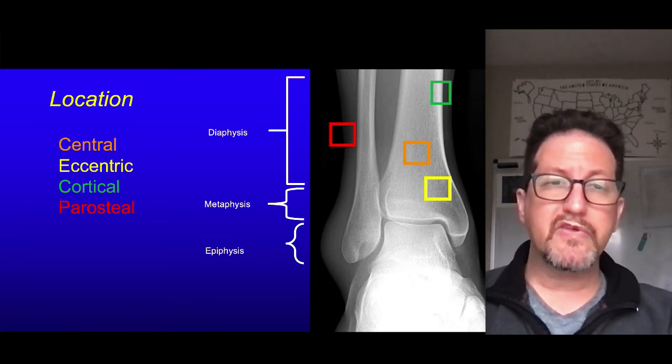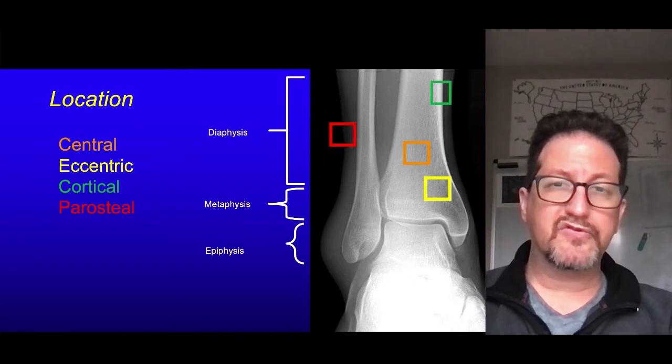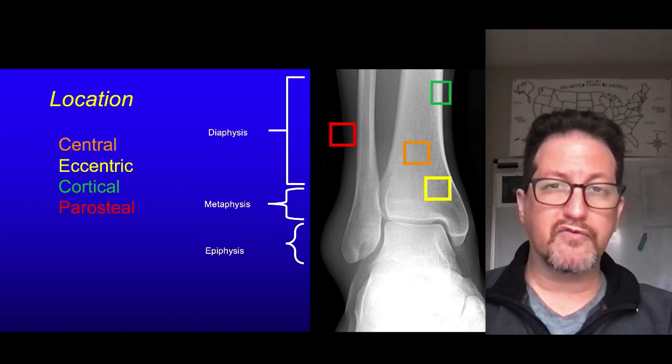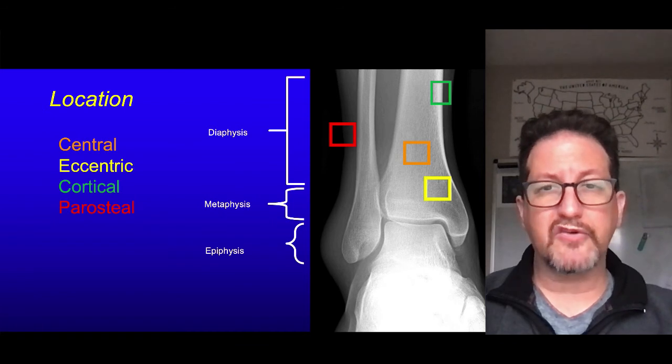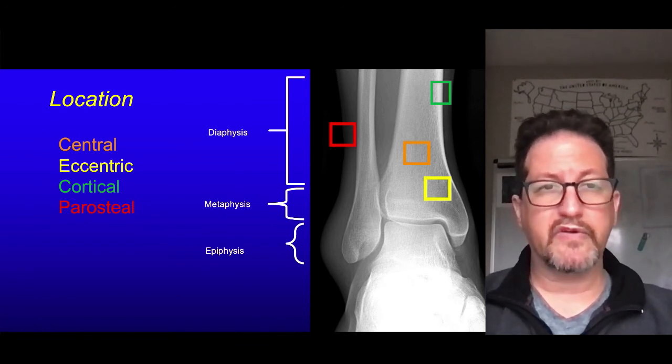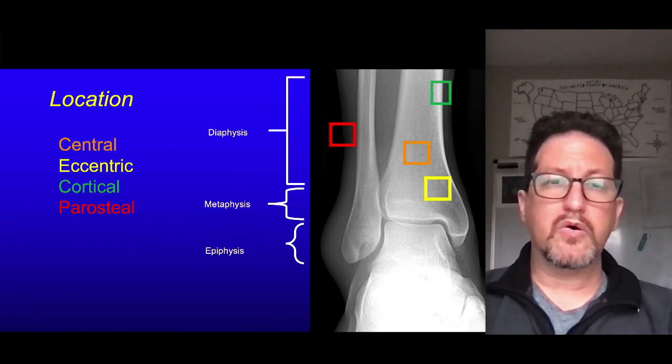So remember that the paraostial layer is the outer layer of the cortex, and the endosteum is the inner layer of the cortex. And of course, you already know that you can have the transverse location.